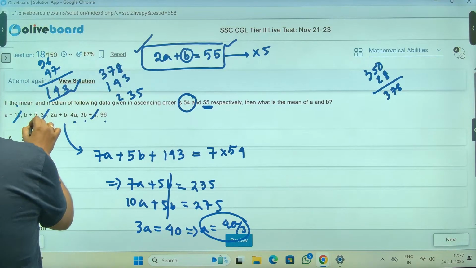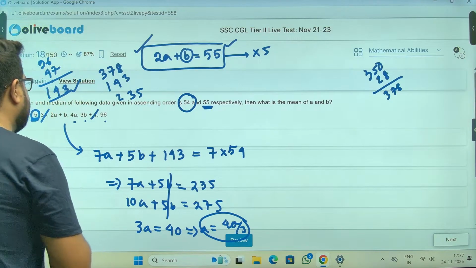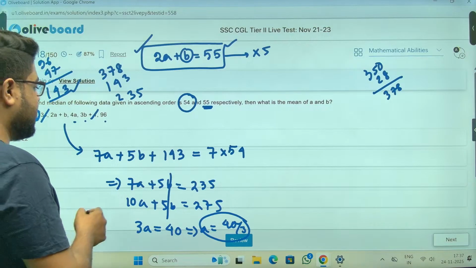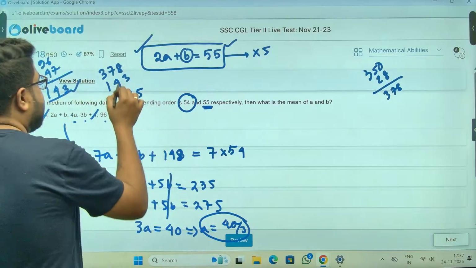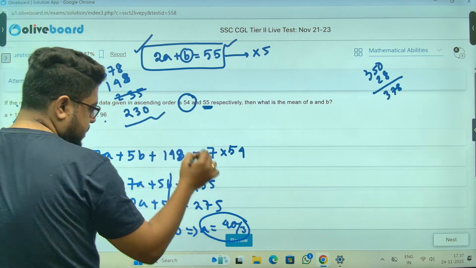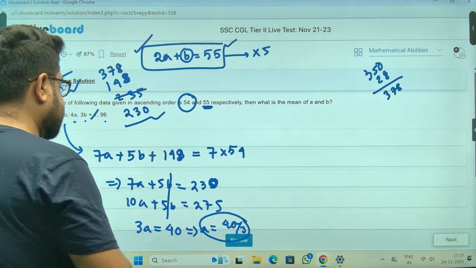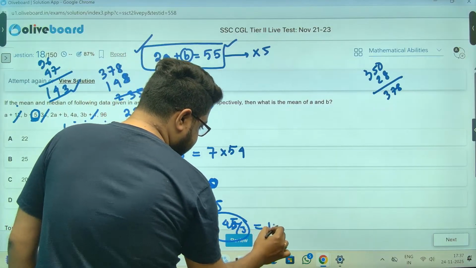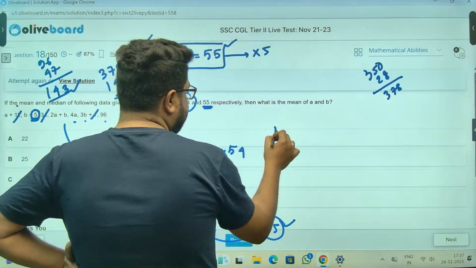अरे ये 5 था. Sir, this 5 I have missed, sir. 148, this one will be 148, sir. So it will be 230, sir. Sir, it will be 45. So which is 15, sir? A is 15. अच्छा, A is 15, so B will be what?